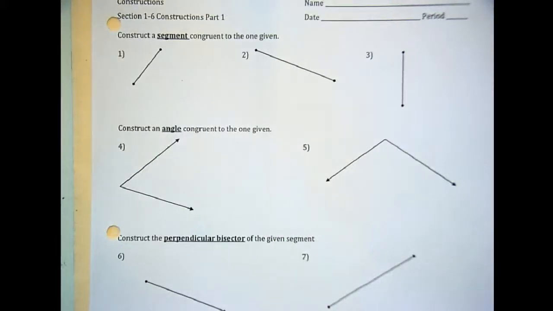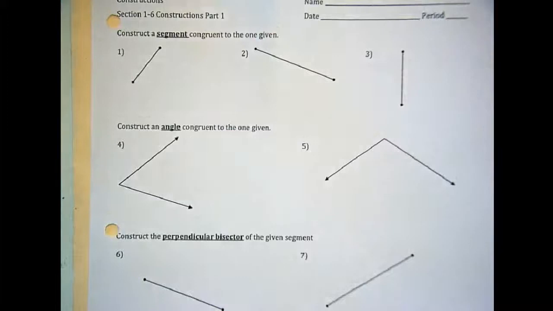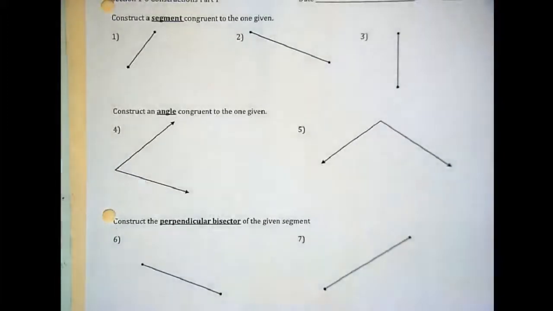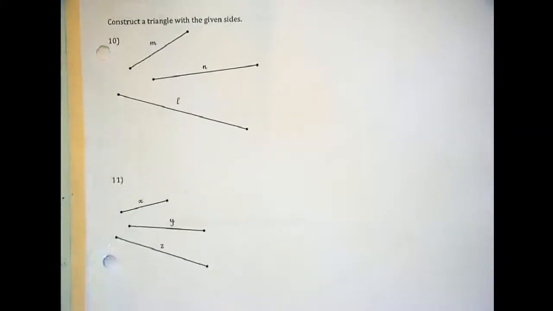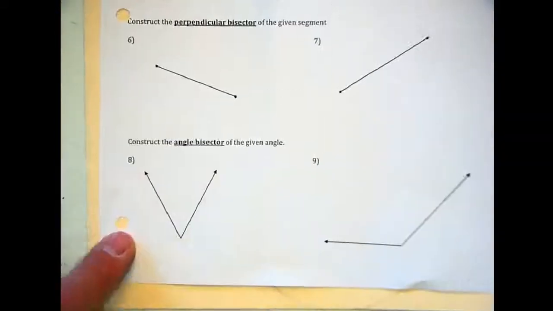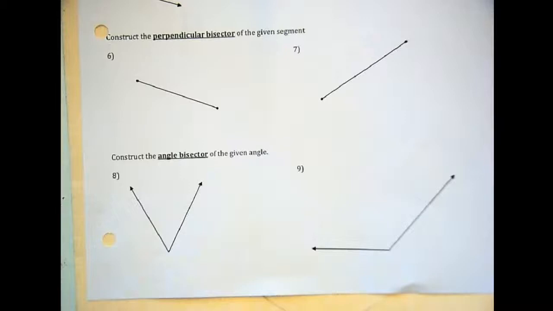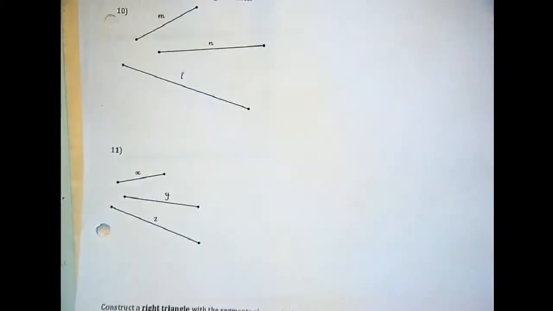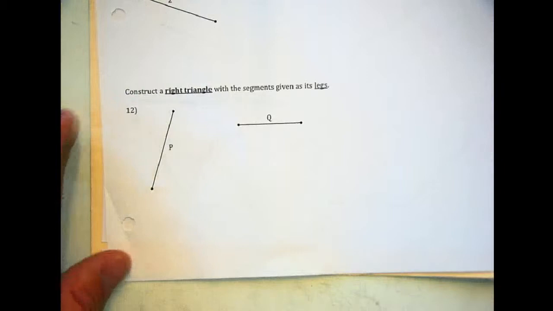With that being said, just a few things. First, all these constructions are in your book. This first page here is going to be your note page. In fact, the second page as well, the two pages you picked up will be your note pages on how to construct a segment, an angle, a perpendicular bisector, an angle bisector, as well as a triangle. If you look at the second page, number 10 is how to construct a triangle with given angles, and number 12 is a right triangle. So we'll go through all those today.